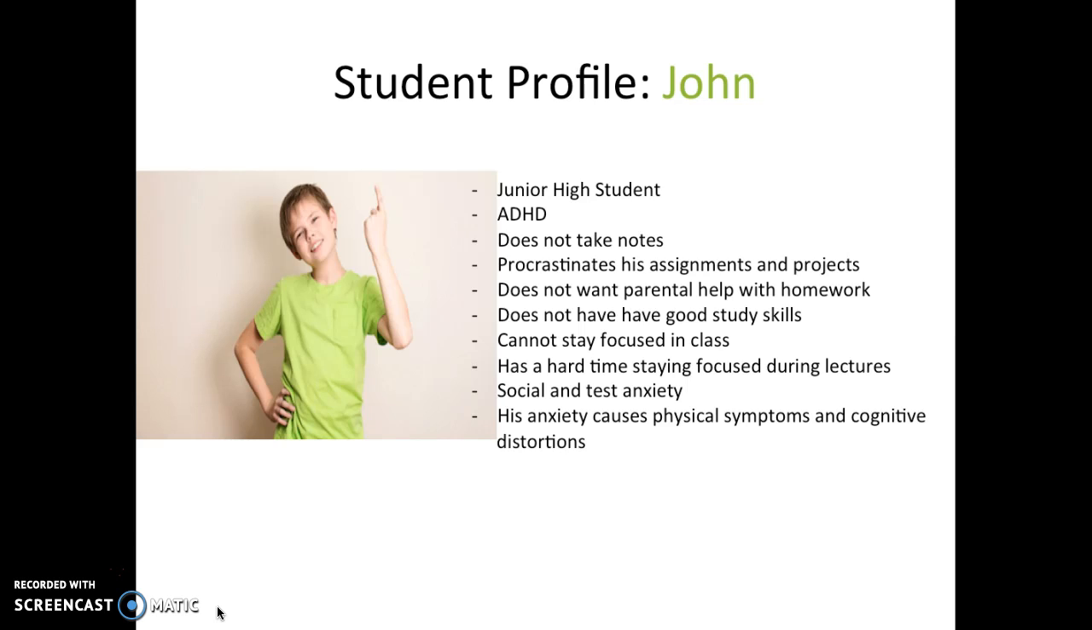Some other things about John include that he has developed some social anxiety and test anxiety that interfere with his ability to focus in class and study effectively. He admits that he experiences anxiety during the week before tests, which increases to the point of disturbing his sleep the night before. His anxiety is associated with physical symptoms such as sweating palms and a racing heart, and cognitive distortions, including catastrophizing.